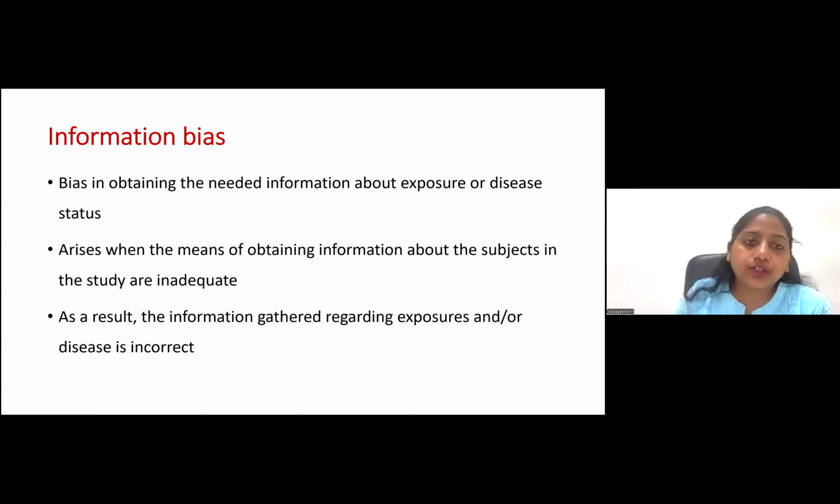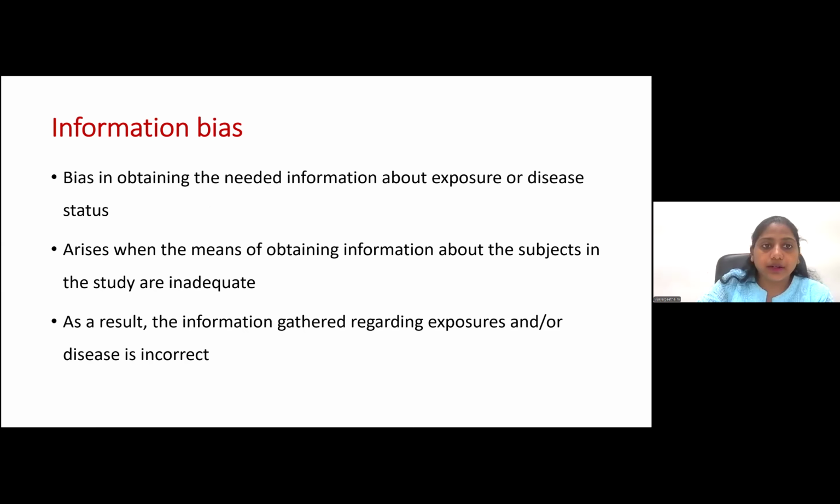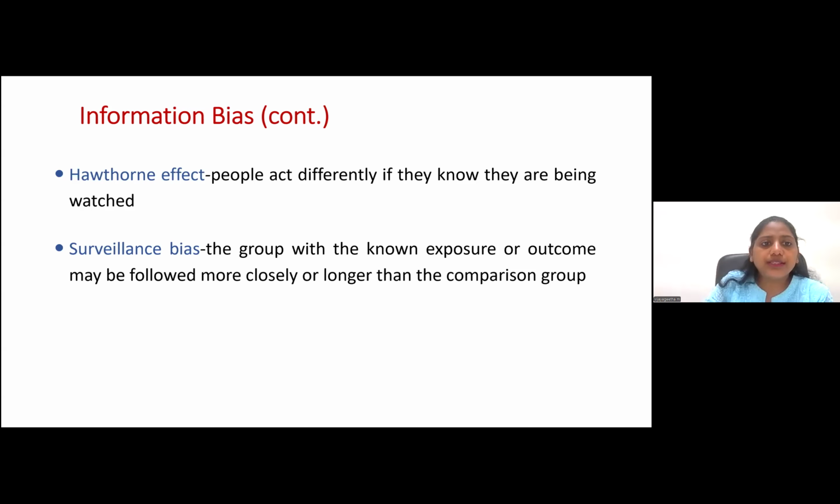Now, moving on to the next concept, which is the information bias. So, this is a bias in obtaining the needed information about exposure or disease status. So, when does it arise? It arises when the means of obtaining information about the subjects in the study are inadequate. As a result, the information gathered regarding exposures and/or disease becomes incorrect. Okay, so these are some of the types.